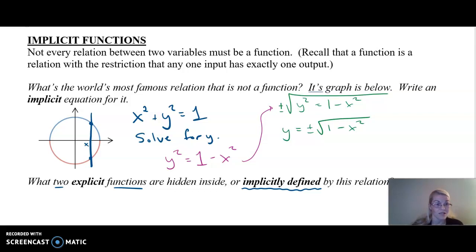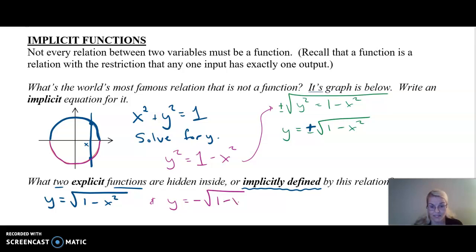Now, let's try to color coordinate this. The top half of the circle can be explicitly written as the equation y is equal to the positive square root of 1 minus x squared. That's the plus part. And the bottom half of this circle can be explicitly written as y is equal to negative the square root of 1 minus x squared. That's the minus part here.